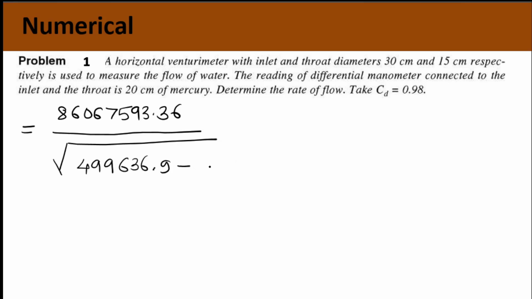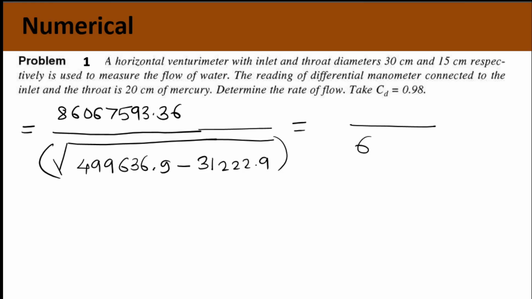499,636.9 minus 31222.9. Now, friends, if you have a scientific calculator, you can easily calculate the value in one go. So, at the end, the value is equal to, now the value of this denominator I am writing. So, this denominator is 684.4. The numerator value remains the same.